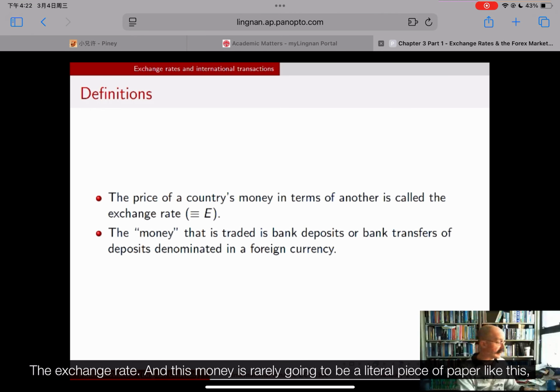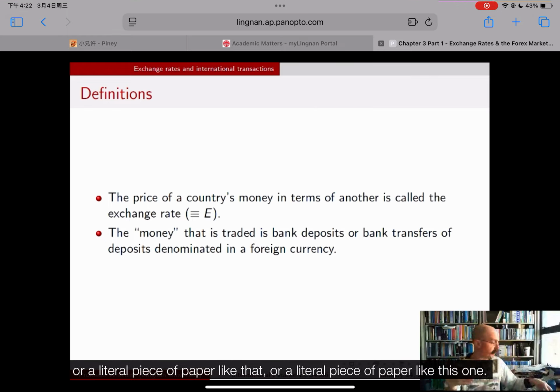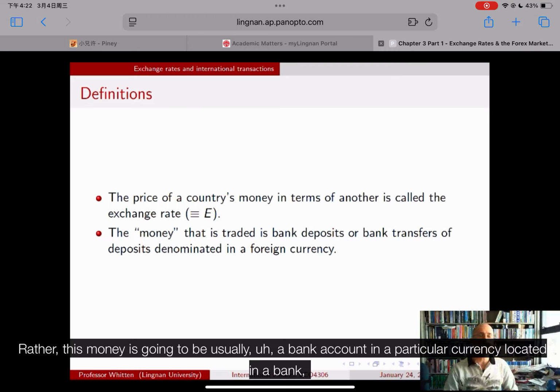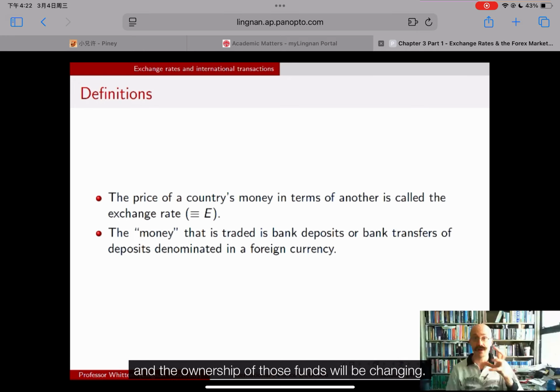And this money is rarely going to be a literal piece of paper like this, or a literal piece of paper like that, or a literal piece of paper like this one. Rather, this money is going to be usually a bank account in a particular currency located in a bank, and the ownership of those funds will be changing.